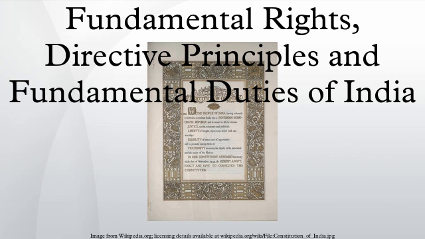Article 29 grants any section of citizens having a distinct language, script or culture of its own, the right to conserve and develop the same, and thus safeguards the rights of minorities by preventing the state from imposing any external culture on them. It also prohibits discrimination against any citizen for admission into any educational institutions maintained or aided by the state, on the grounds only of religion, race, caste, language or any of them.